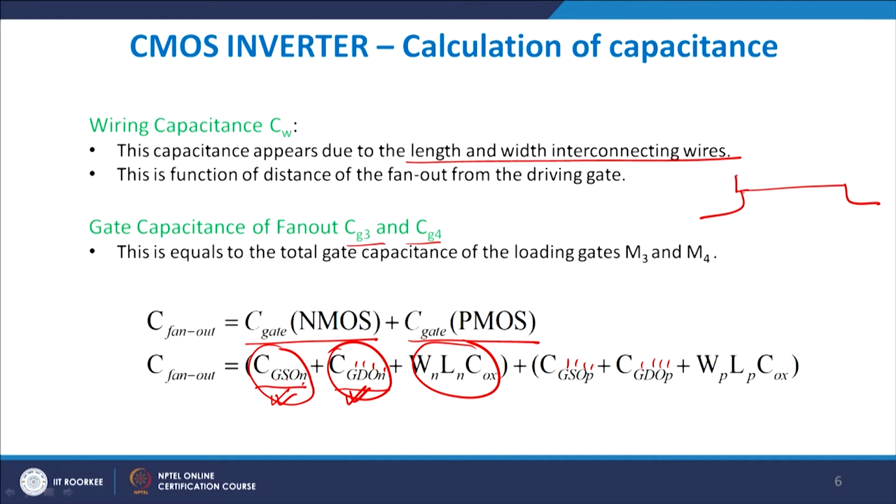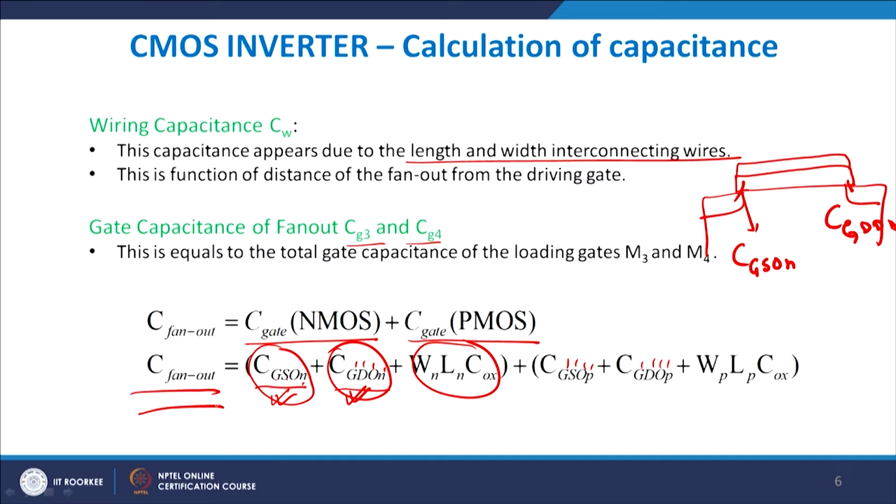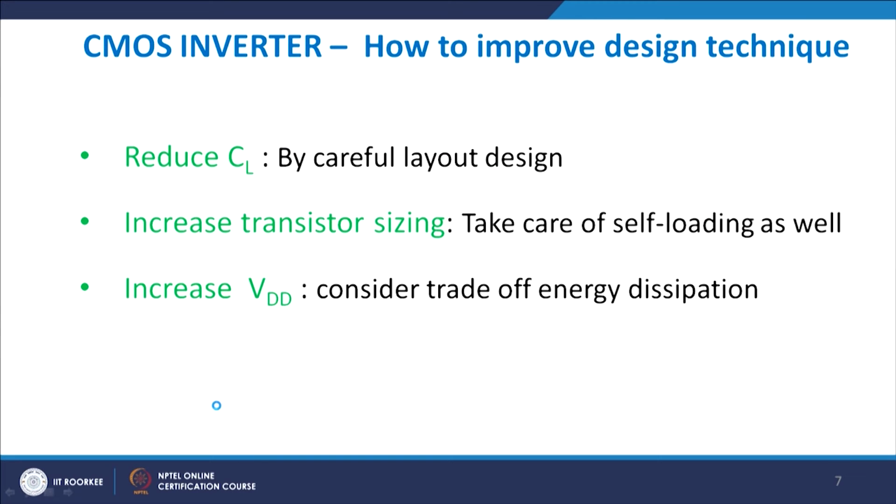So when you have actually drawn this, let me say you have drawn something like this, then this overlap here, drain side and source side, is basically your C_GSO_N, and this is your C_GDO_N, right? Plus W_N times L_N, meaning width of NMOS times length of NMOS, since C_ox is the oxide capacitance per unit area, multiply with that and you get the total oxide capacitance. You add those two and you get the total fan-out capacitance which is available with you, and it is quite a large sum which you see.